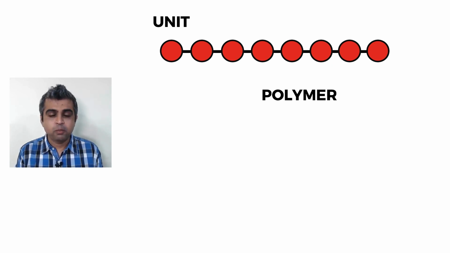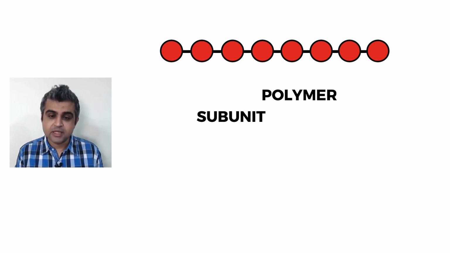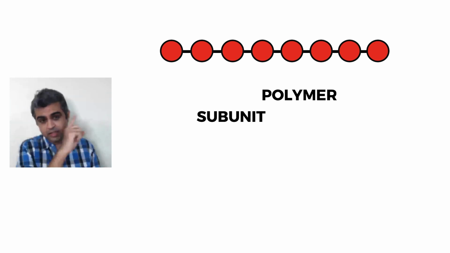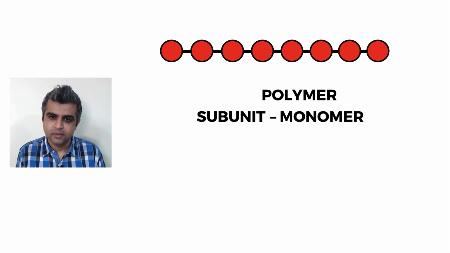Now, once you have a polymer, the unit can no longer be called the unit, because this polymer has many units. So each unit within the polymer will be called a subunit. And if what you see here is a polymer, then its subunit will be called a monomer. So many monomers will form a polymer.